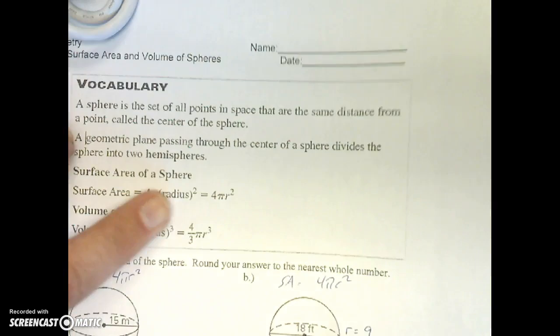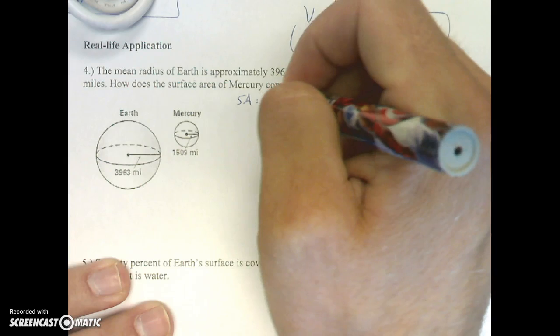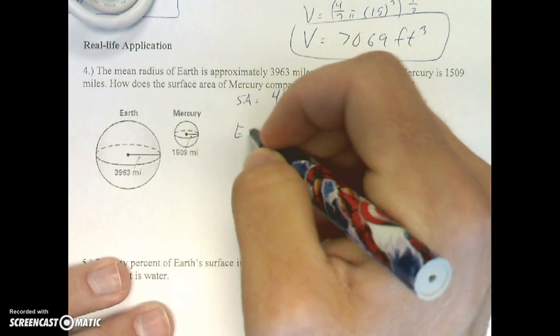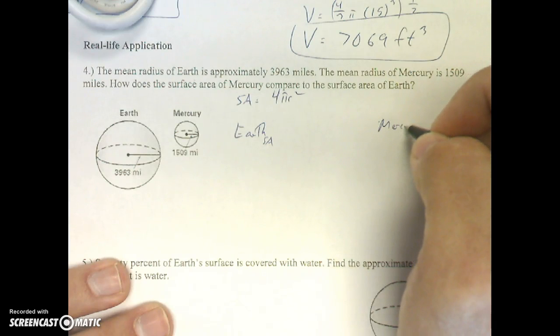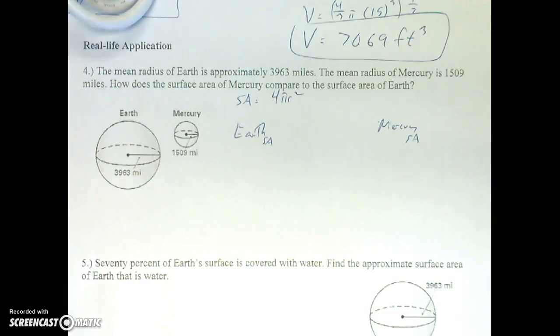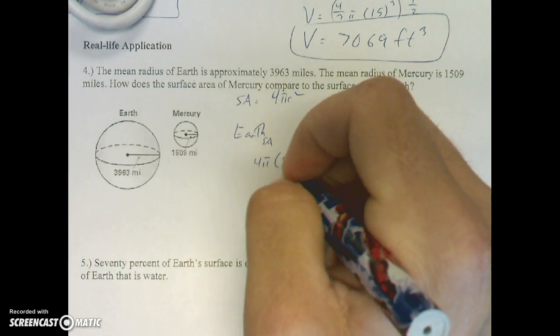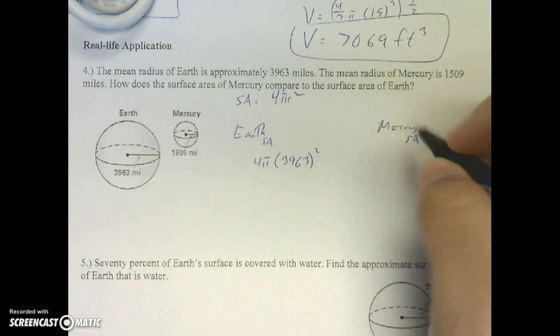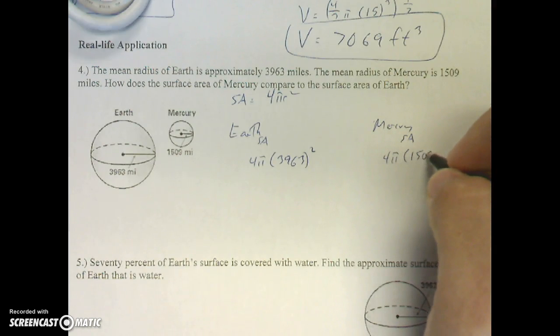Okay, so if I'm looking at surface area, I'm going back over here. Surface area is 4 pi r squared. I'm going to write this down. Always refer to your notes. 4 pi r squared. I'm going to find the surface area of Earth, and the surface area of Mercury. The surface area of the Earth is 4 pi 3,963 squared. The surface area of Mercury is 4 pi 1,509 squared.